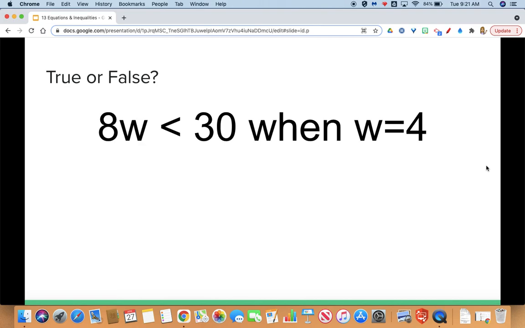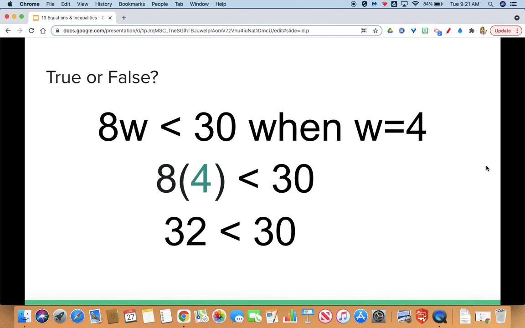And one more. 8 times w is less than 30 when w equals 4. Let's replace that w with a 4. 8 times 4 is 32. Is 32 less than 30? No, 32 is greater than 30, so this is a false statement.